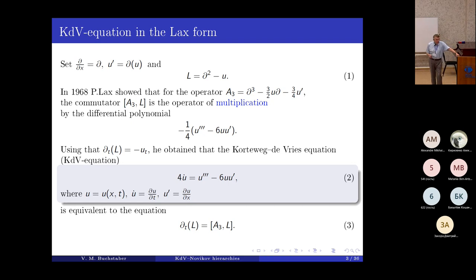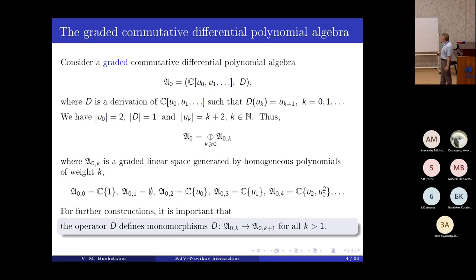Very soon, we obtained a description of all operators whose commutator with L is an operator of multiplication by a differential polynomial. As a corollary, we obtain integrable differential equations, dynamical systems, and together they give the KdV hierarchy, the Novikov hierarchy, etc. So our main problem is to describe all differential operators A such that the commutator with L is an operator of multiplication by a differential polynomial.